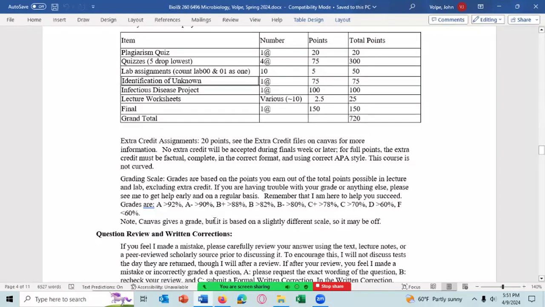Canvas does give a grade scale. It's slightly different. So the Canvas grade scale could differ from the actual grade you'll get in the class. Any question about that?